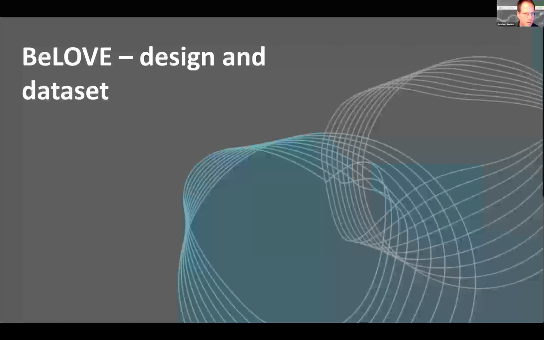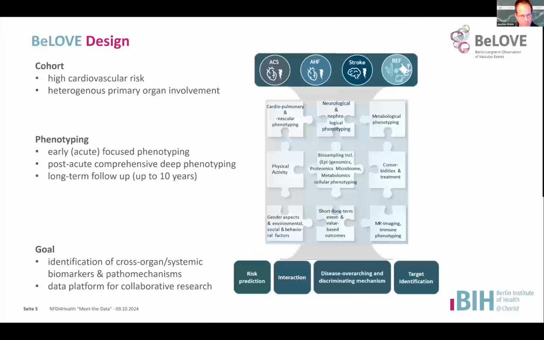So the basic idea of the BeLOVE study is how can we better understand the common features, but also differences in the broad spectrum of manifest cardiovascular disease. BeLOVE is an observational, prospective, long-term cohort study of patients with acute cardiovascular events or at very high chronic risk. For this, we include patients after an acute event and build up a reference group of patients at high chronic risk, but without a known acute event in history.